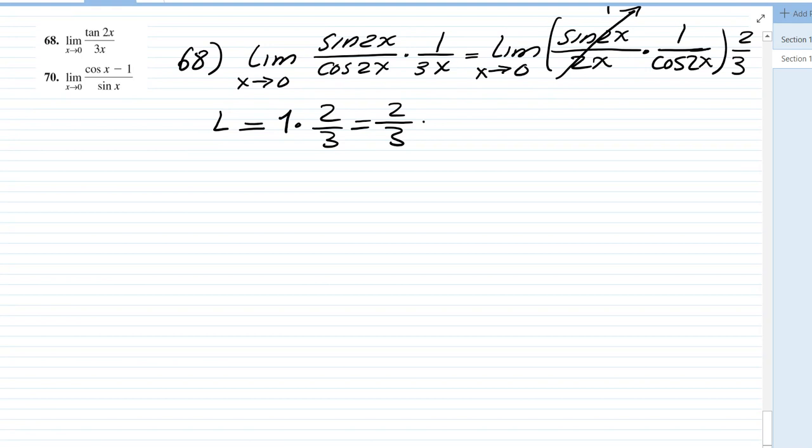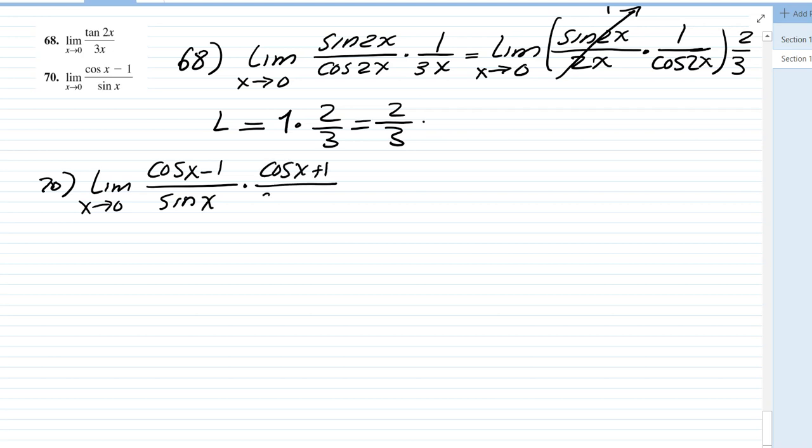In number 70, one way I can do this one, cosine x minus 1 over sine x. Okay, well, let's multiply by the conjugate. Number 70. Okay, so this is the limit as x approaches 0 of cosine x minus 1 divided by sine x. I'm going to multiply by cosine x plus 1 over cosine x plus 1. Okay, so I multiply by the conjugate of the numerator.